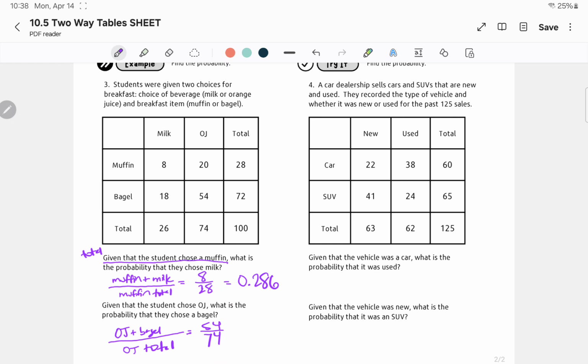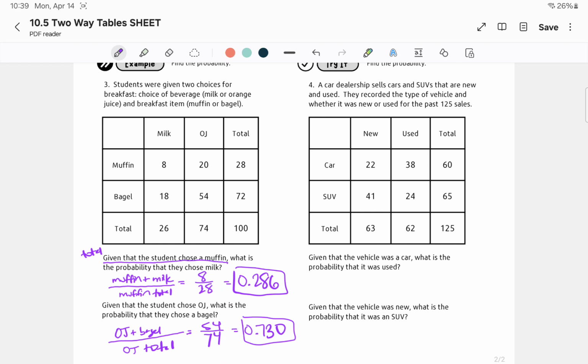And so I'm going to take this and divide. So 54 divided by 74 is 0.730. Let's box these. I want to make sure that makes sense though. So see how OJ total is 74. So given that the student chose OJ, 74 of them chose orange juice, right? 54 of them chose a bagel. So the probability that if they liked OJ, that they also liked a bagel is 54 over 74. Just make sure you're putting things in the right place. That's why I really suggest writing the words first, okay?